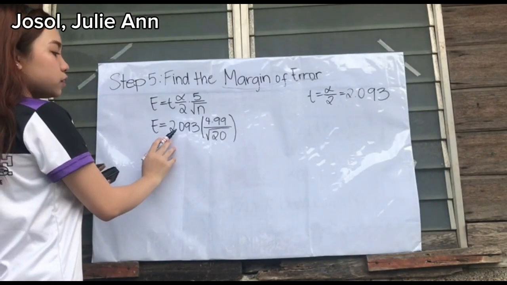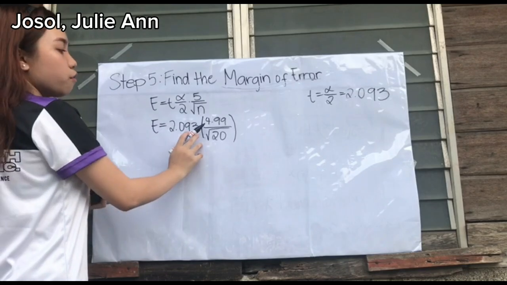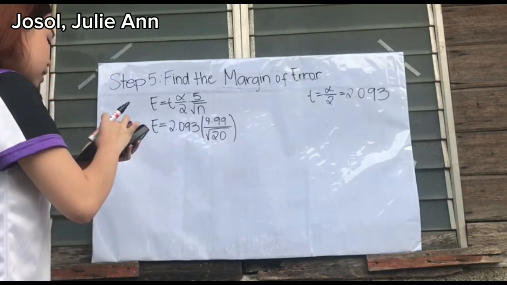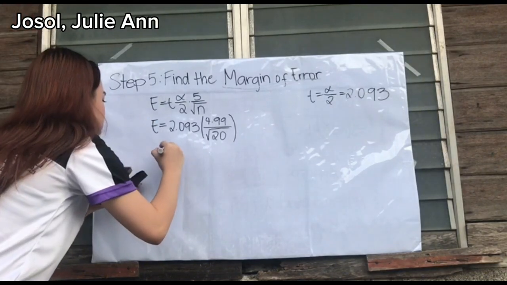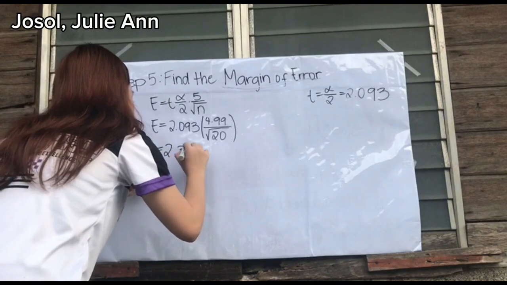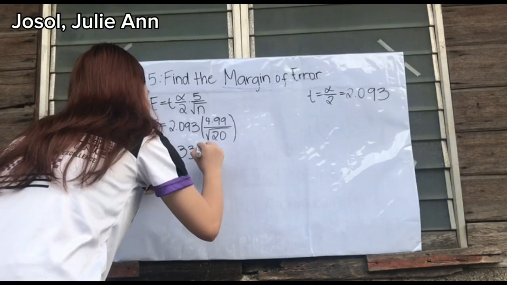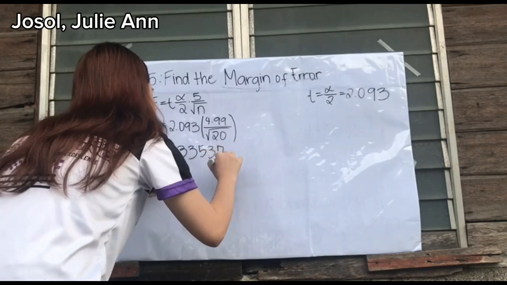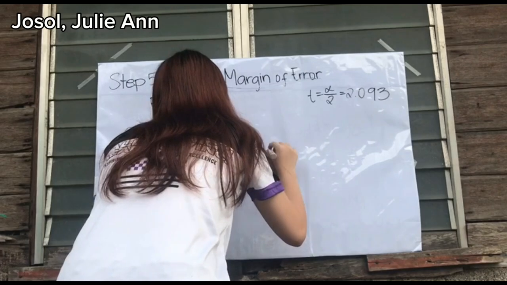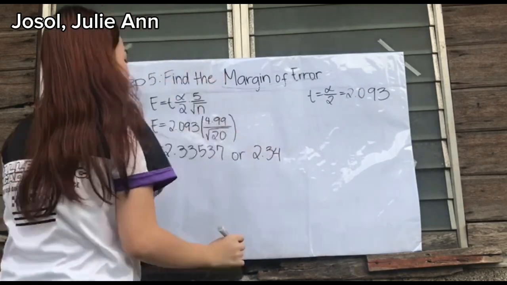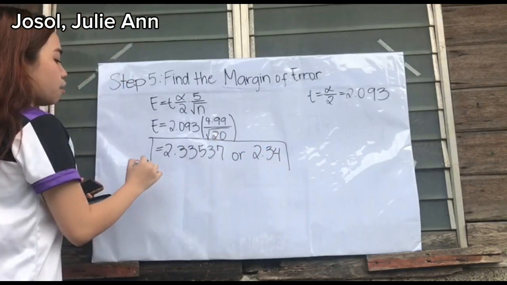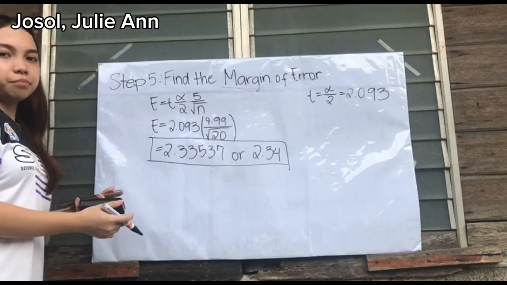So our margin of error is equal to 2.093 times 4.99 over square root of 20. Then next, equal to 2.33537 or 2.34. This is the final answer.